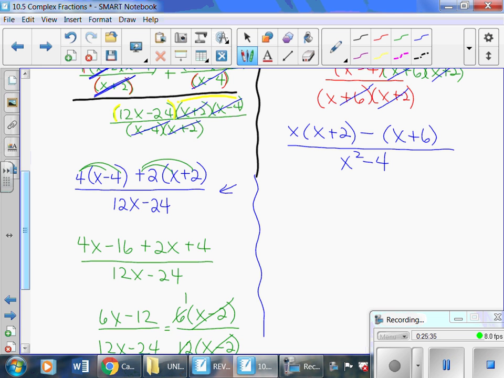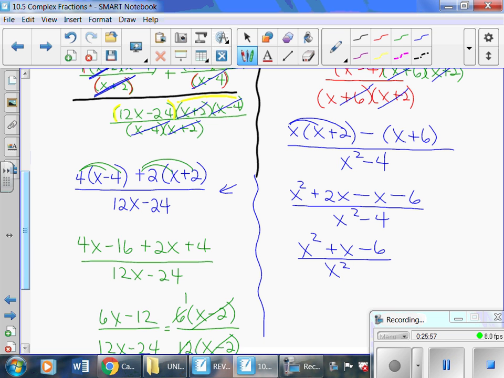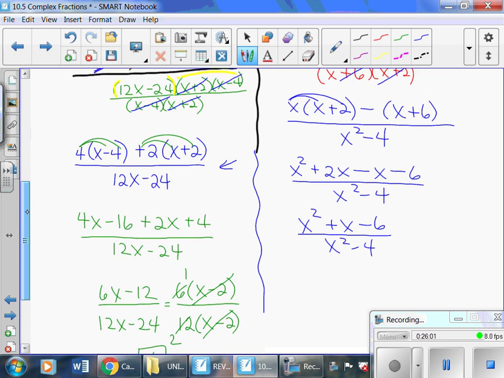So we're going to multiply this out, distribute the x, and you get x squared plus 2x minus x minus 6, watch that negative sign, all over x squared minus 4. So now what do we get? x squared plus x minus 6 over x squared minus 4. And I'm hoping you can see that both of these are factorable.